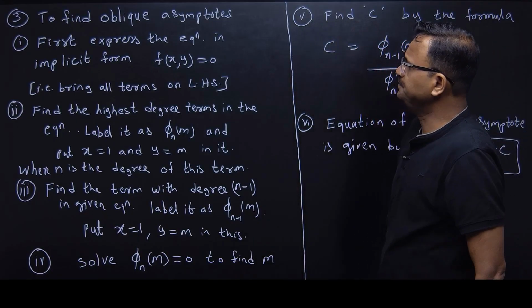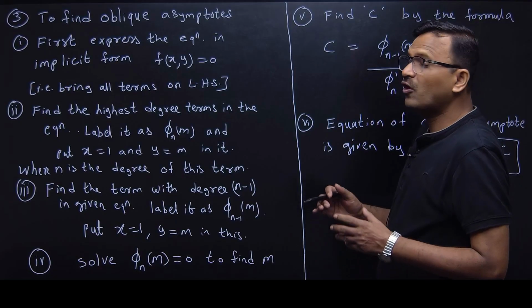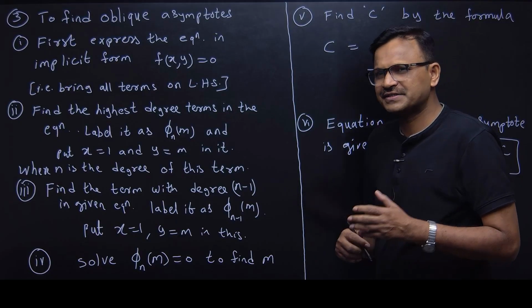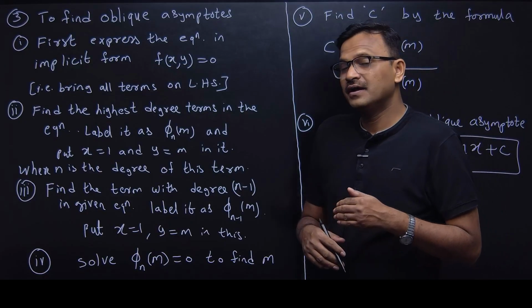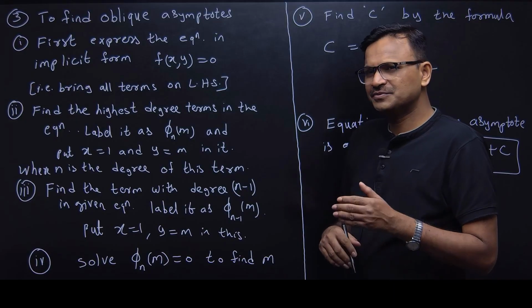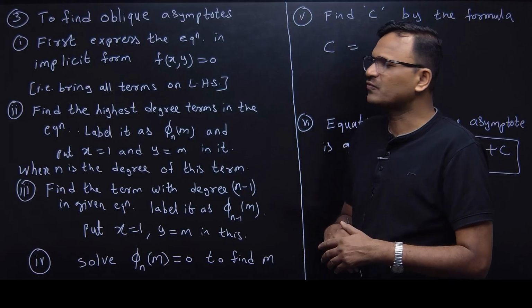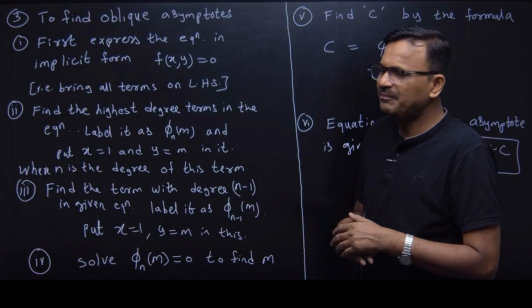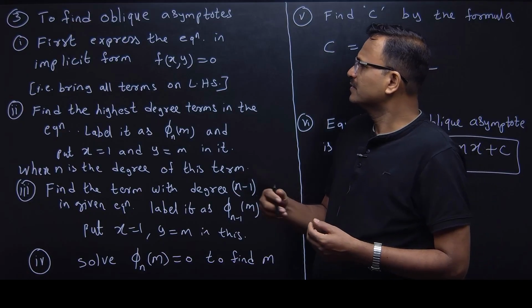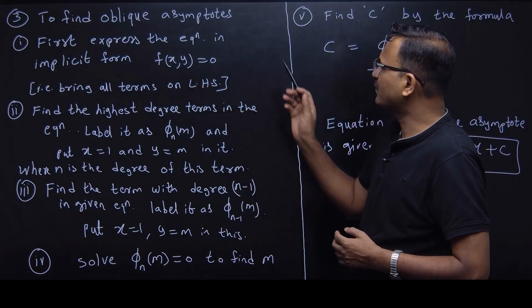Yes, we'll discuss now how to find oblique asymptotes. So we have seen how to find asymptotes parallel to the x-axis and y-axis. Now we'll see how to find oblique asymptotes, that means asymptotes which are not parallel to the x or y-axis. Generally we have to do this in the case of implicit relations, the equation which can be expressed in this form, f of x, y is 0.